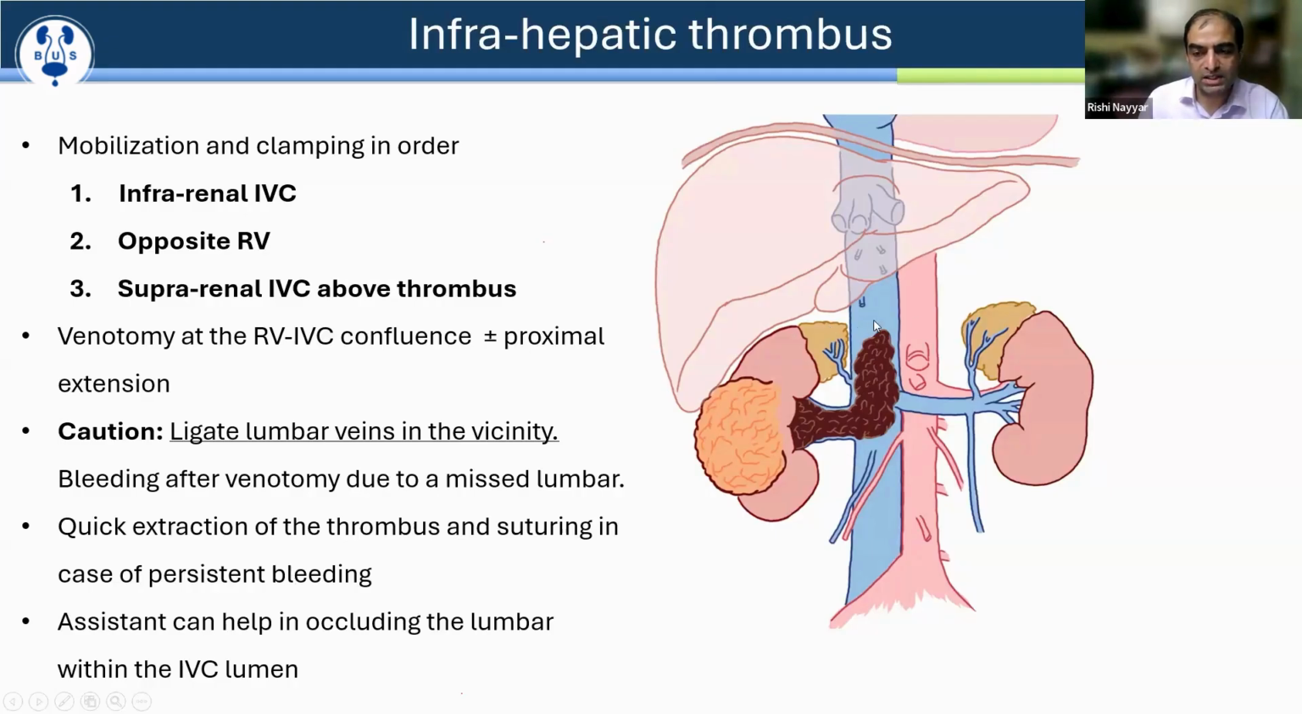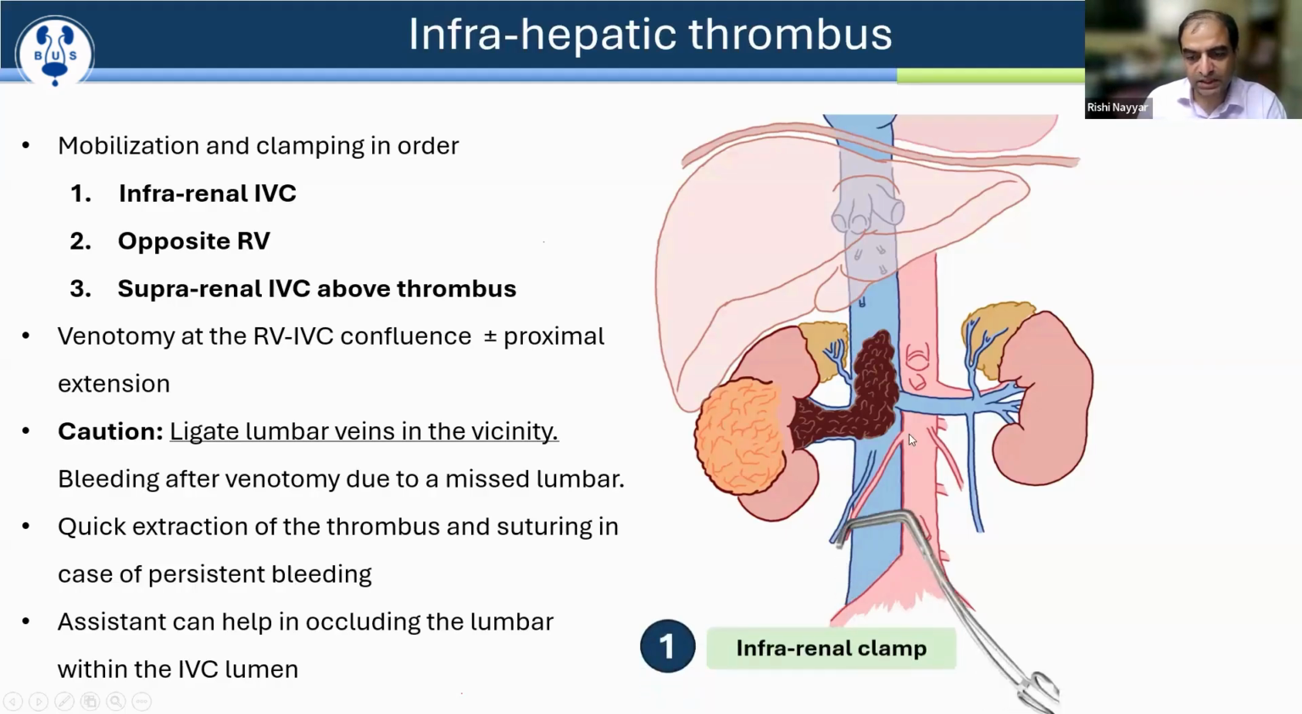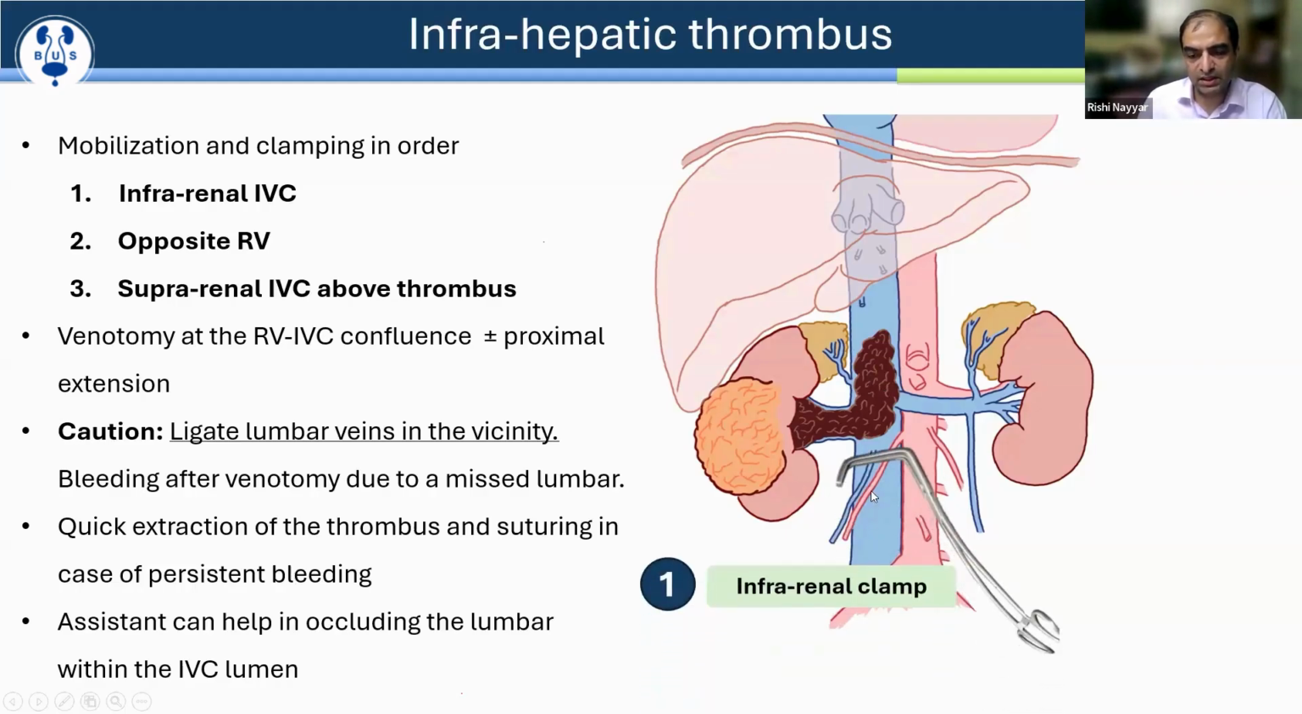So therefore, mobilize the IVC along with the lumbar veins, right from this level to this level. So all these veins must be ligated. And after that, once all this is done, apply the clamps. Application of the clamps has to be done in this particular sequence only.